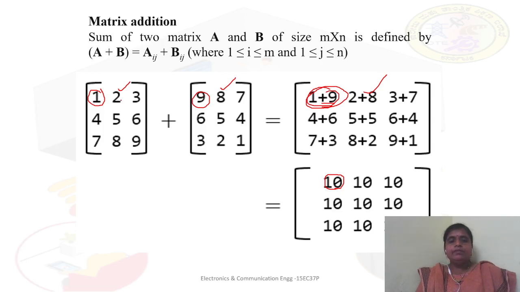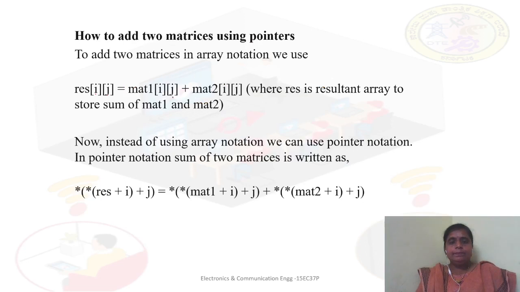Now next, if you go for 2, 2 is at the position 0, 1. i is equal to 0, j is equal to 1. 8 is again at the position 0, 1. And 2 plus 8, that is 10, is also at the position 0, 1. So that's what we are saying here. The resultant of ij is equal to the element of matrix 1 at ij plus the element of matrix 2 present at ij.